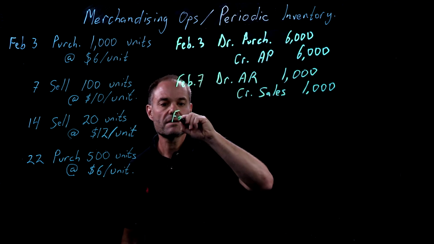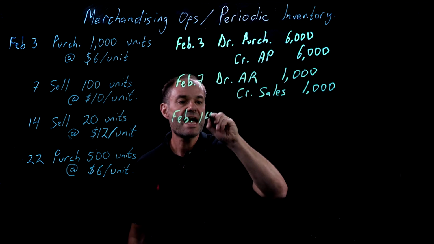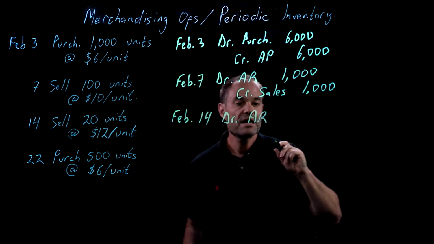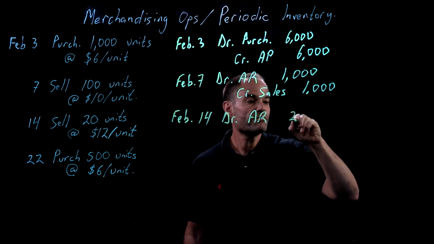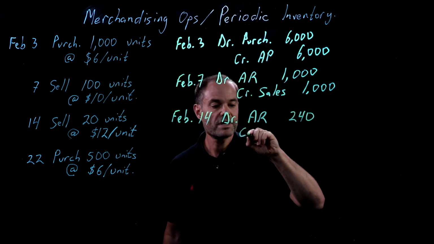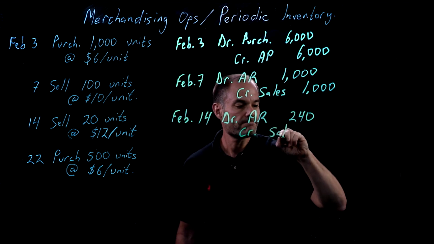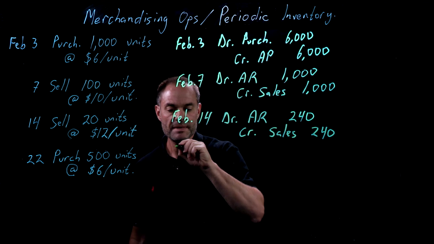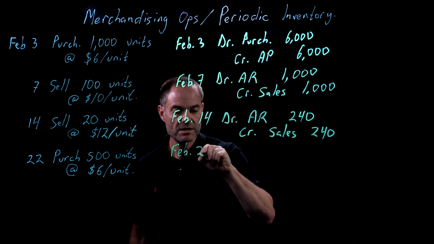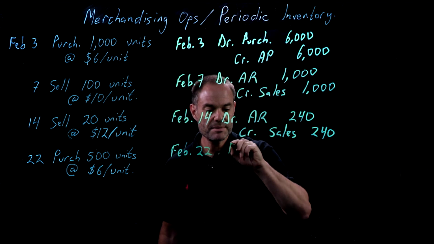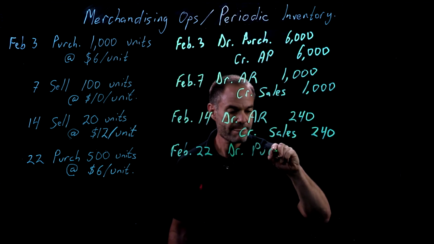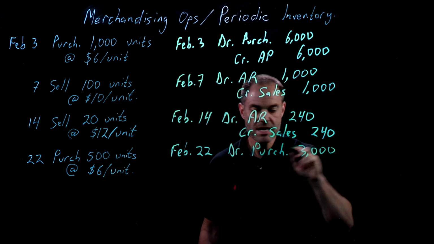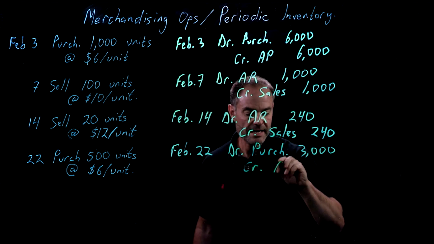Now we get to the next one, February 14th, and it's the same thing. We're going to debit accounts receivable, 20 units at $12 a unit is $240. We're going to credit sales. And then we have another purchase to make on February 22nd. We're going to debit purchases, 500 times 6, $3,000, and credit accounts payable.